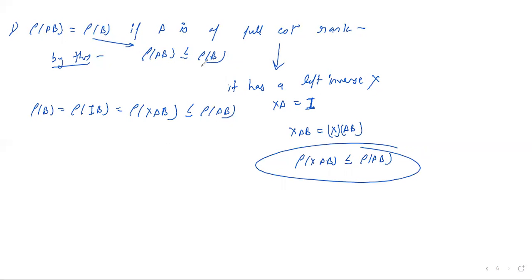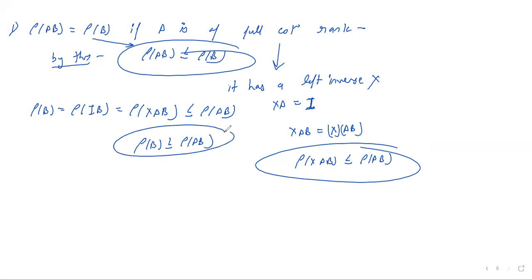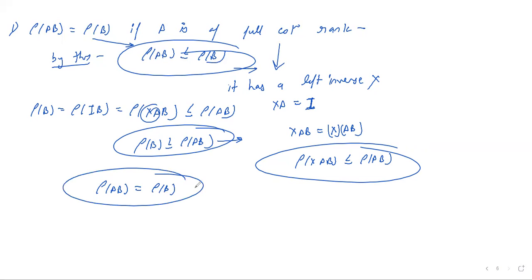From this we can see the equality. Here rank of AB is less than or equal to rank of B, and here rank of B is less than or equal to rank of AB. By these two statements, we get that rank of AB is equal to rank of B. We have got the equality here.